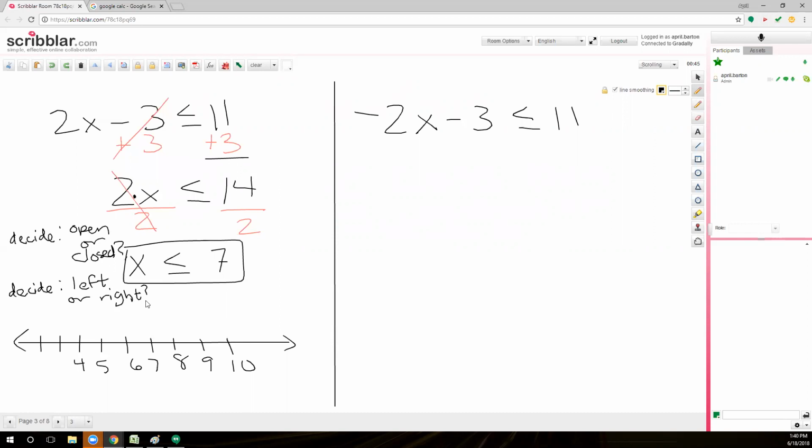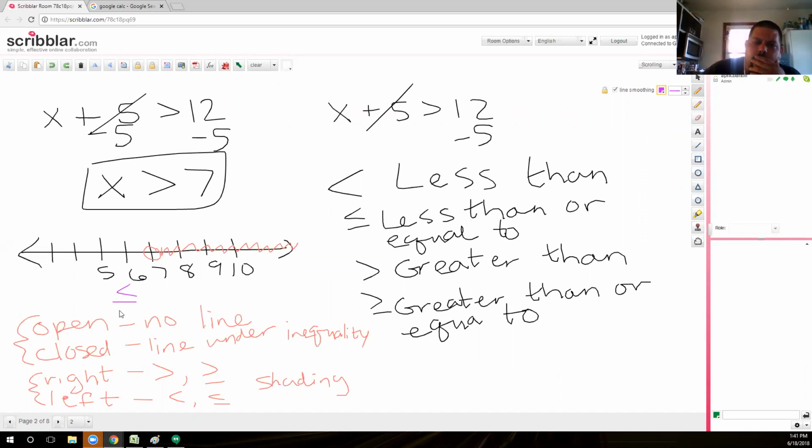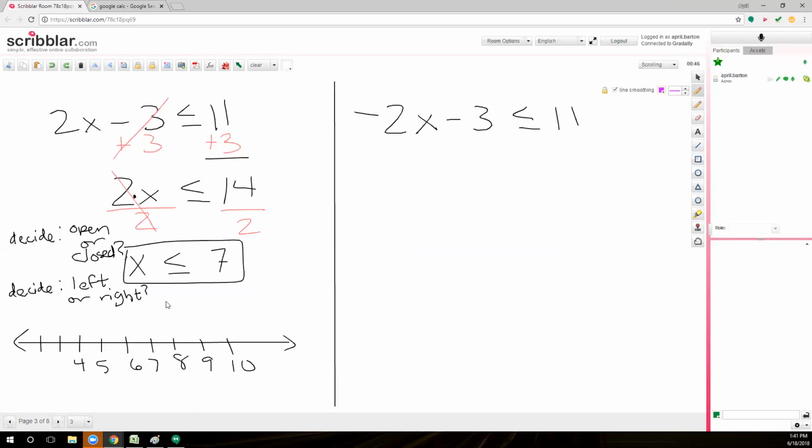So what do you guys think? Will this symbol tell us to have an open or closed circle? It's less than or equal to. I'm going to go back a page to where we wrote the information down. Our symbol was less than or equal to, so does that mean open or closed? Closed. Very good. Closed circle. Good. Thank you. So closed circle, that just means we fill it in.